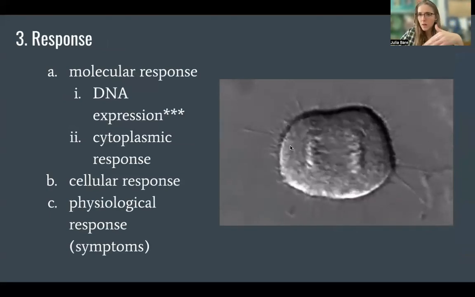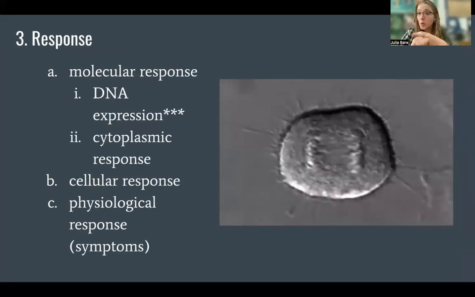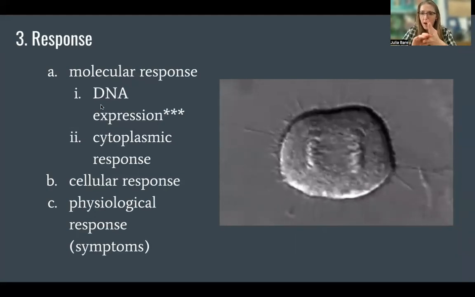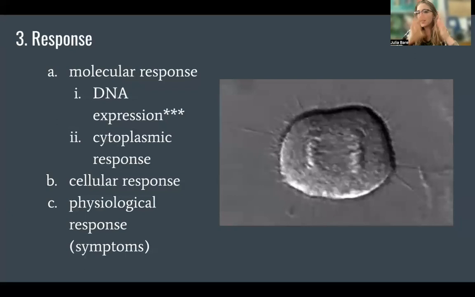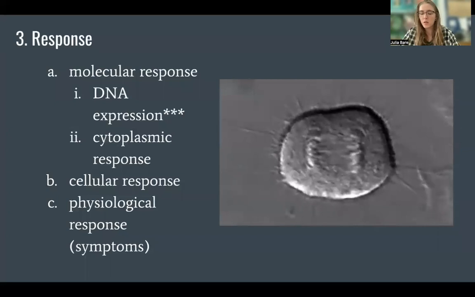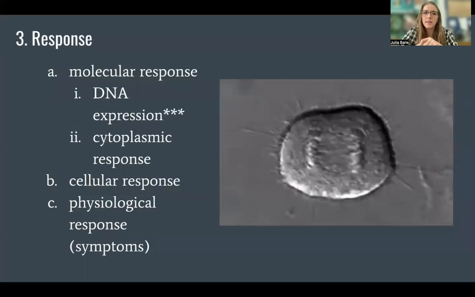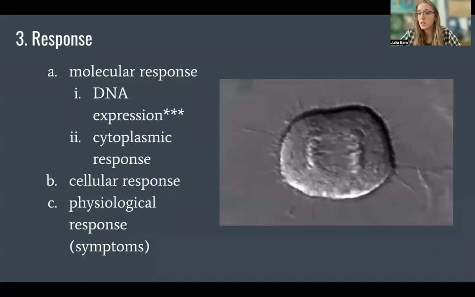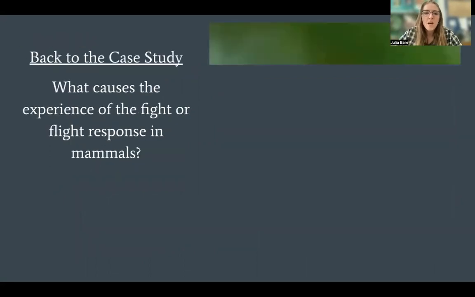Anything that happens before transcription and translation and/or the cell doing something, that's all transduction. But if this DNA has been transcribed, if there is a cellular response or if there's a physiological response, that's all considered part and parcel of the response portion of a signal transduction pathway, right? So that's just a brief summary of what the response actually is. It's everything after transduction typically occurs or anything that is causing the cell to respond. Now let's go back to the case study.